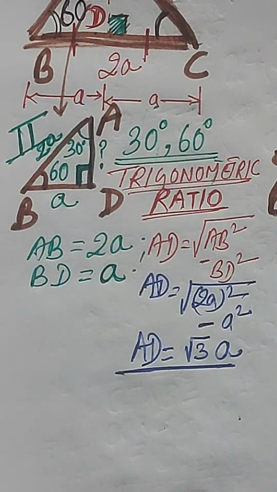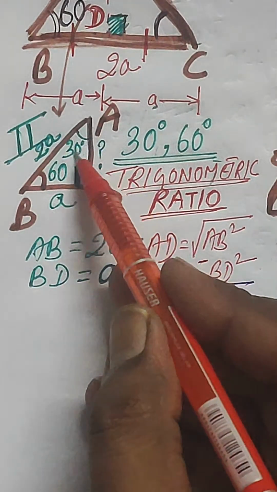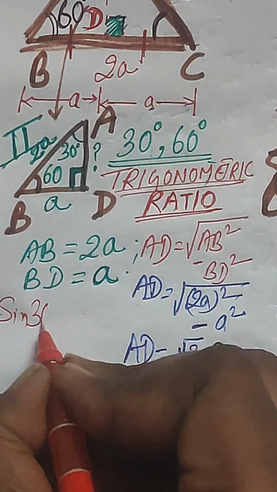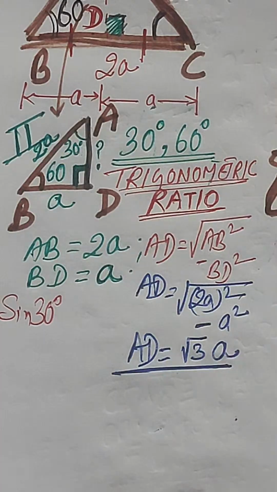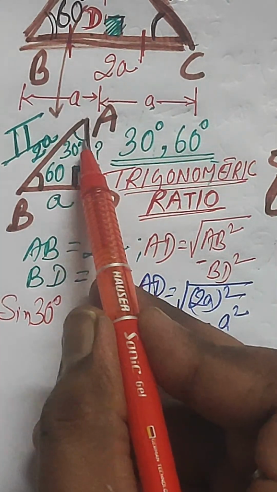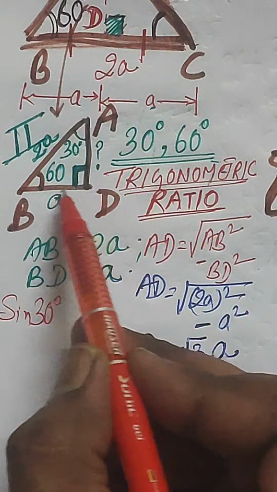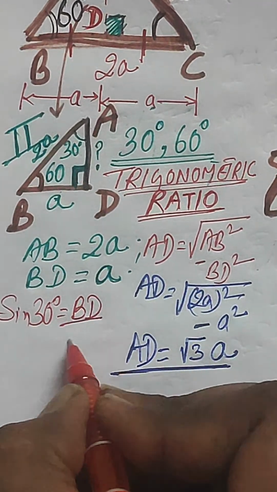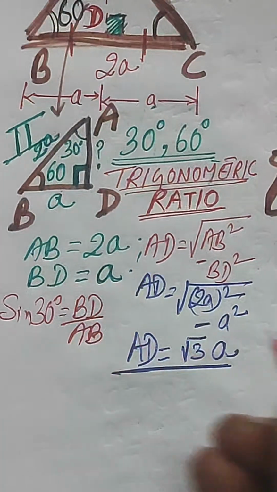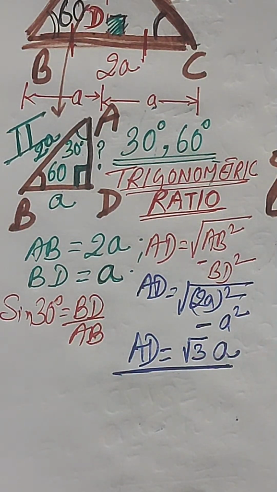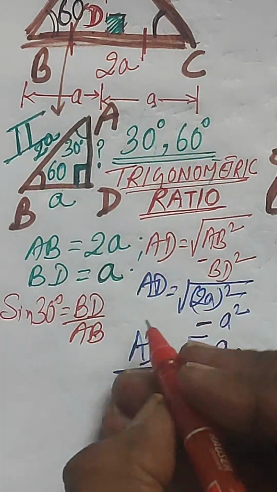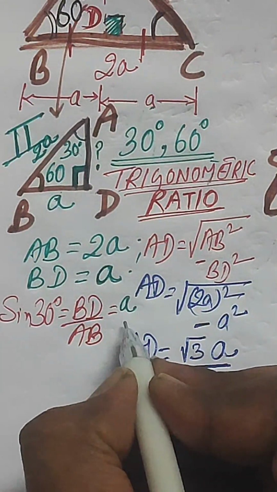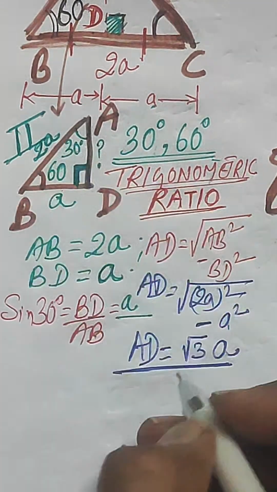So AD equal to root 3a is your value. Now just find the value of sine 30 starting from here. Sine 30 here can be written as the opposite side to it, that is BD, the perpendicular, divided by AB, right? And what is the value of BD? BD is a. So just put the value of a, and for AB it's 2a.